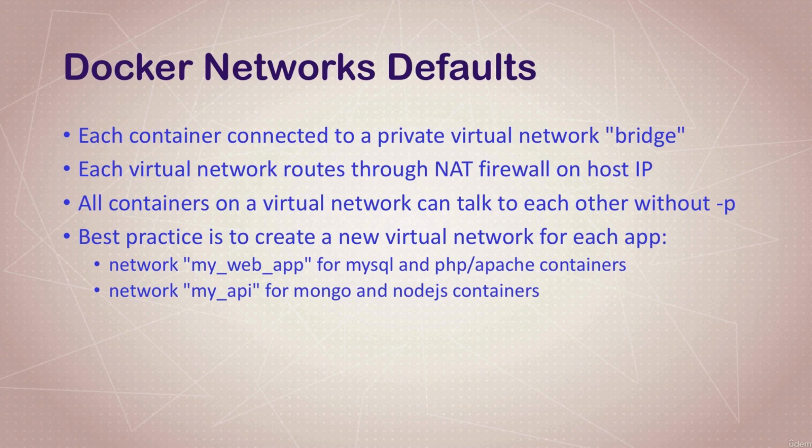And if you had another application that was unrelated, that let's say was using Mongo and Node.js, you could create a network for that so that they could talk with each other without using the -P to expose them to the network, but they couldn't actually talk to the other network where you might have an unrelated app running.